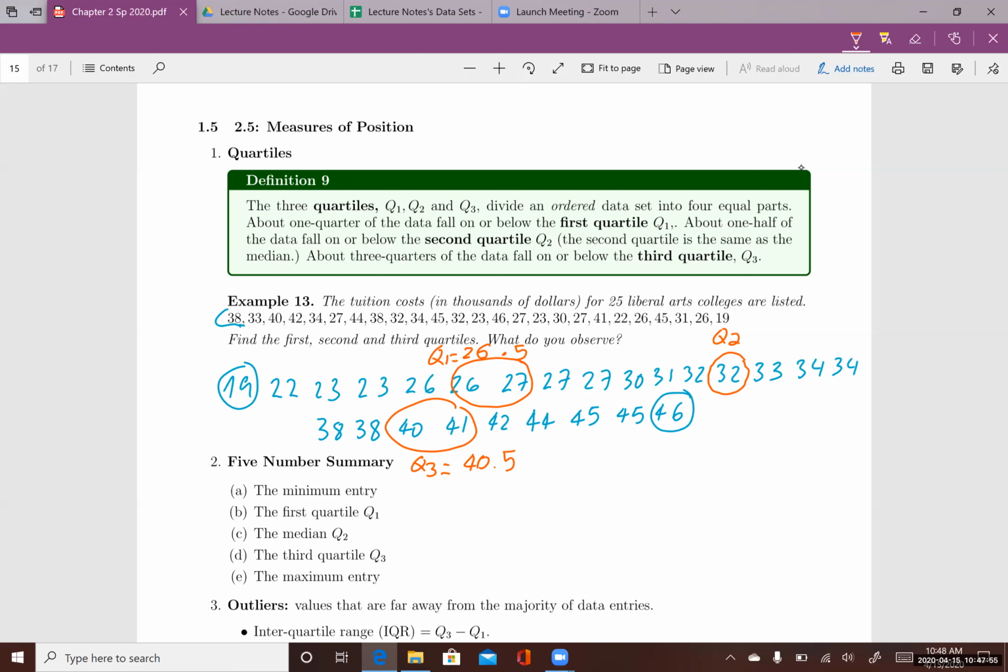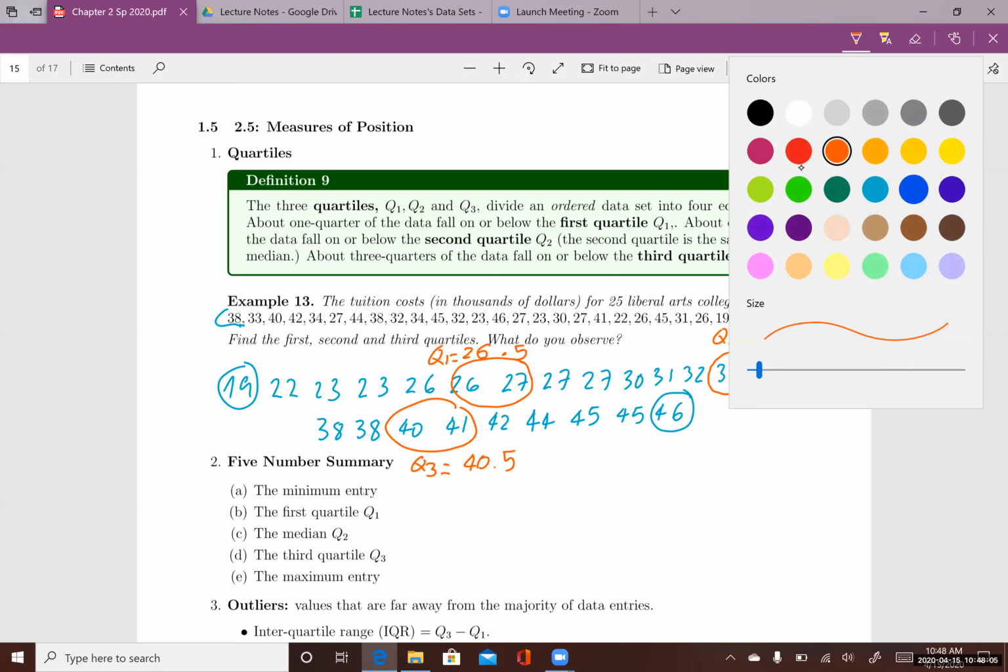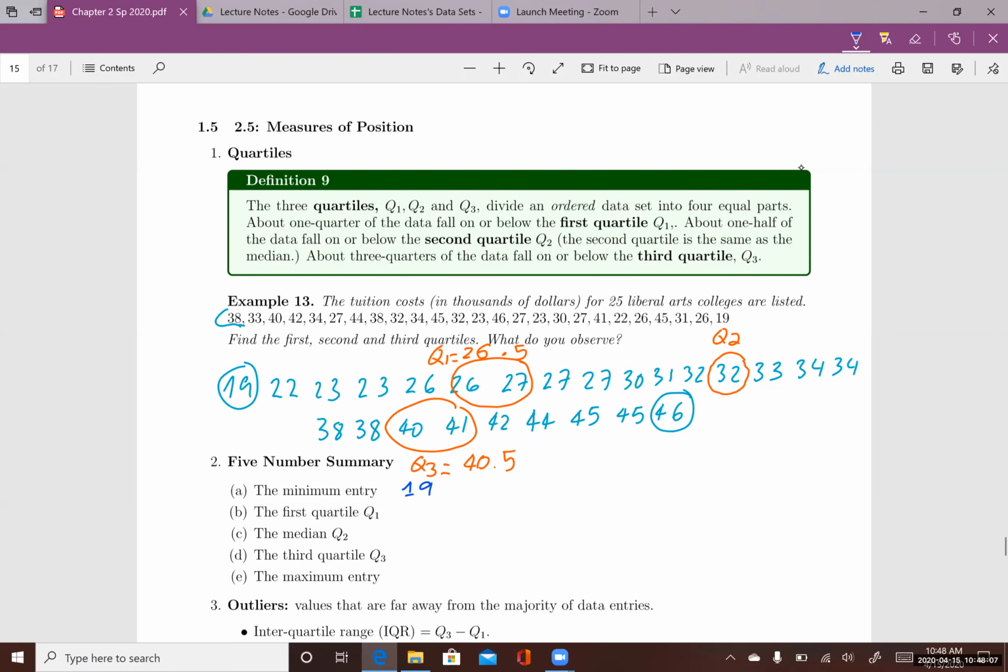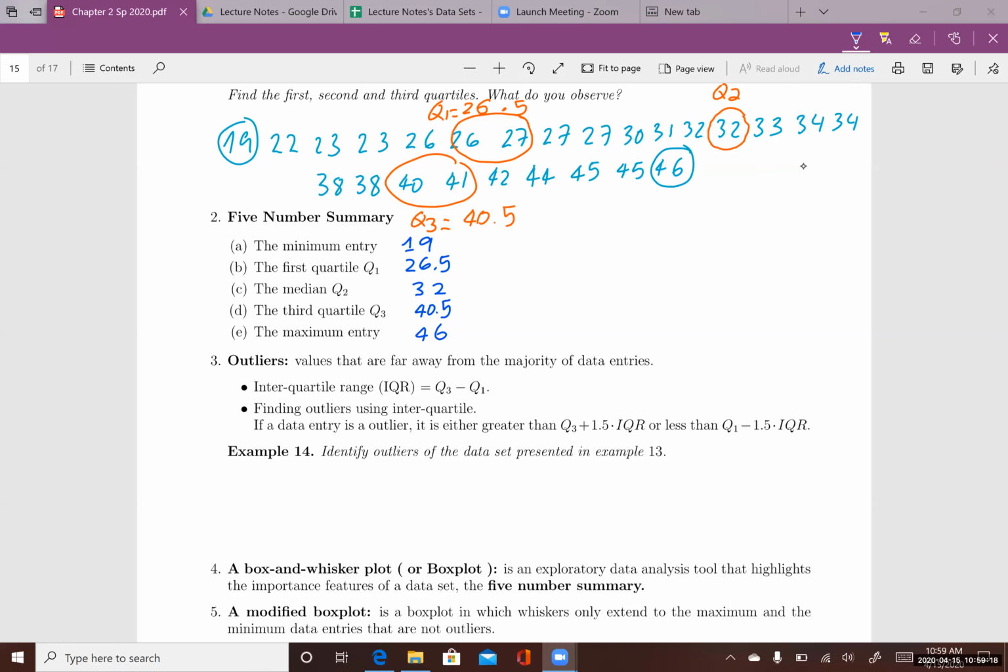All right, so we just found the 5 number summary for this data set. The minimum entry is 19, Q1 is 26.5, Q2 is 32, Q3 is 40.5, and the maximum entry is 46 for this data set.